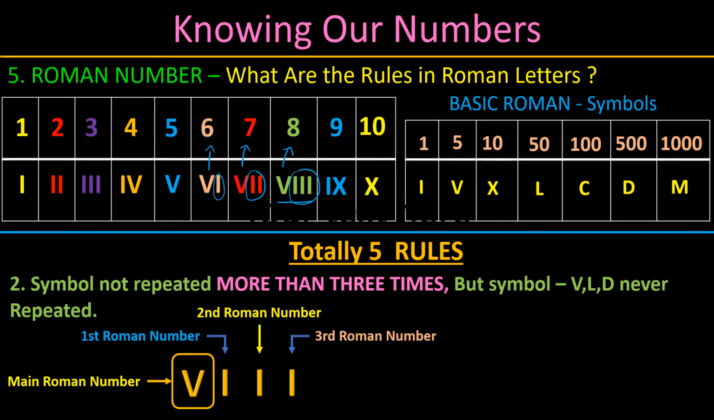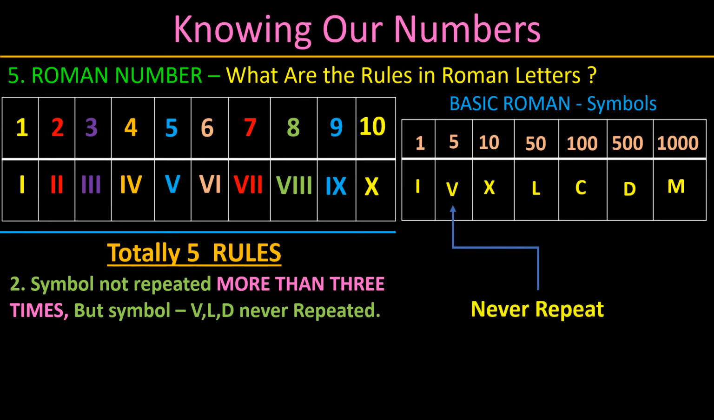These numbers are derived numbers, derived from basic Roman symbols. Understand? Let's go with which numbers are never repeated. 5 is never repeated. L is never repeated. Then D is never repeated. Why are these numbers not repeated? Just wait and I will explain exactly why these numbers are not repeated.